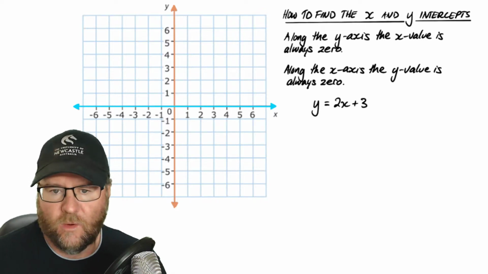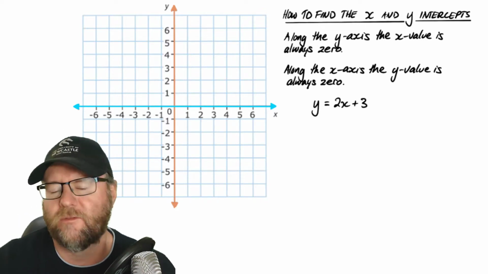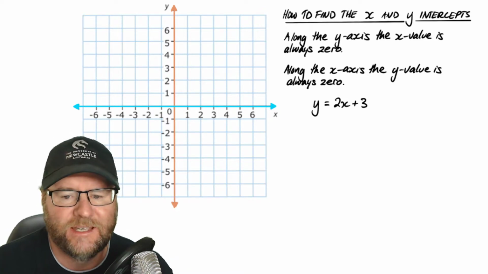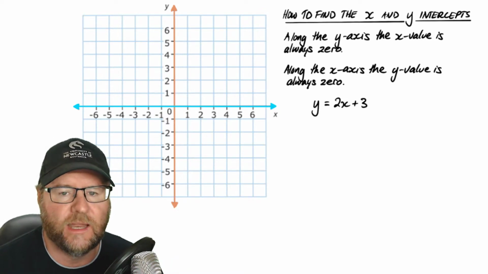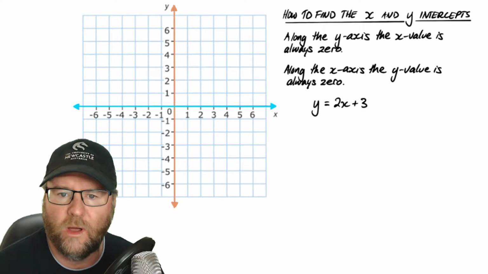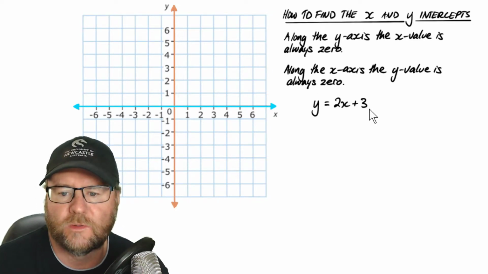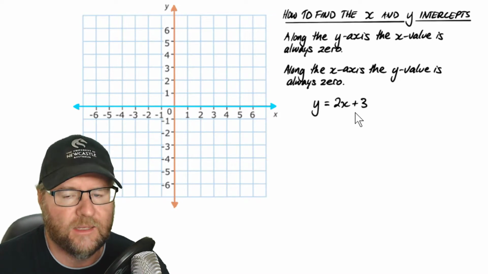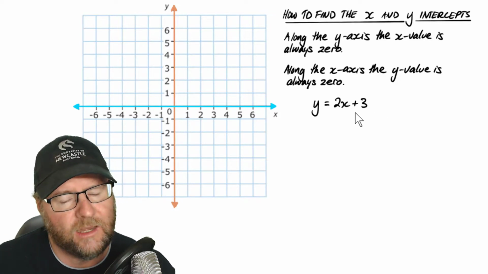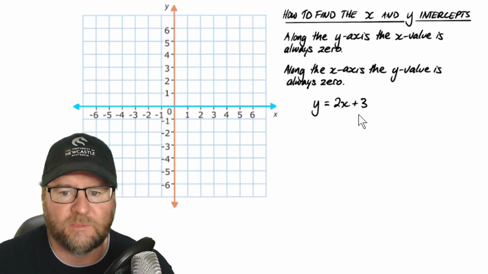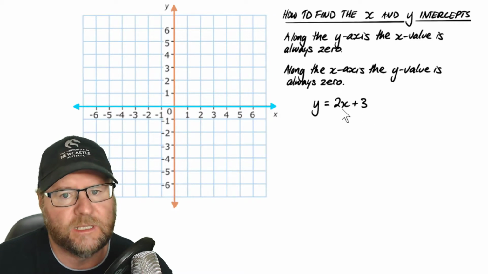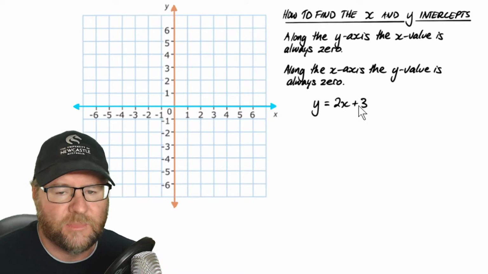Here's my equation. We are asked in this example to find the x and the y intercepts for y equals 2x plus 3. Now, if you remember from previous work, the y-intercept should be nice and easy. It's just the one when x equals 0. In other words, because it's written in the gradient intercept form of y equals mx plus b, we know that this little bit is the y-intercept. So it should be plus 3, but let's check.